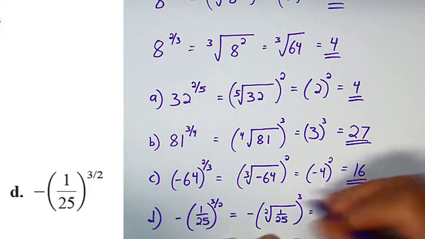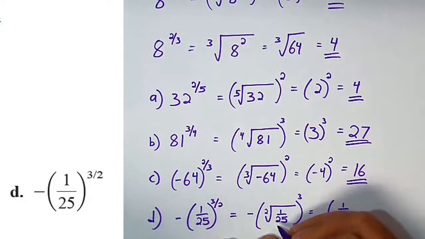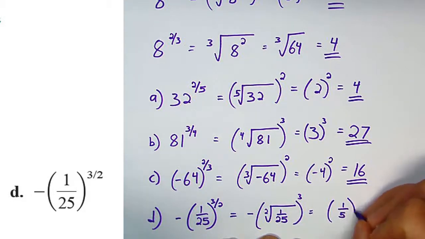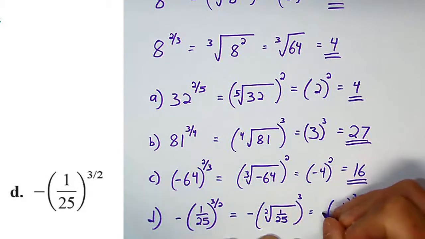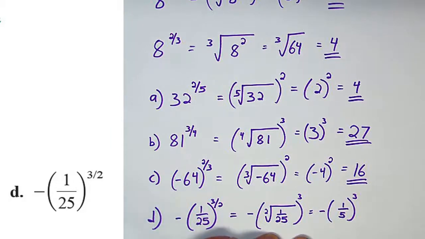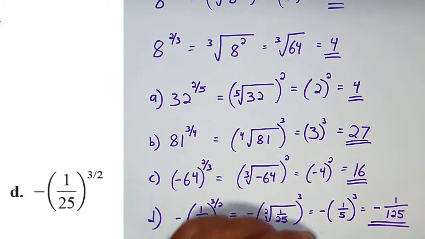well, the square root of 1 is 1, and the square root of 25 is 5. Now that's going to get cubed. The negative sign still waits out in front. Okay, 1/5 to the 3rd power. That's the same as 1 cubed over 5 cubed, 1 over 125. Negative sign is still just waiting out in front. You should end up with negative 1/125.